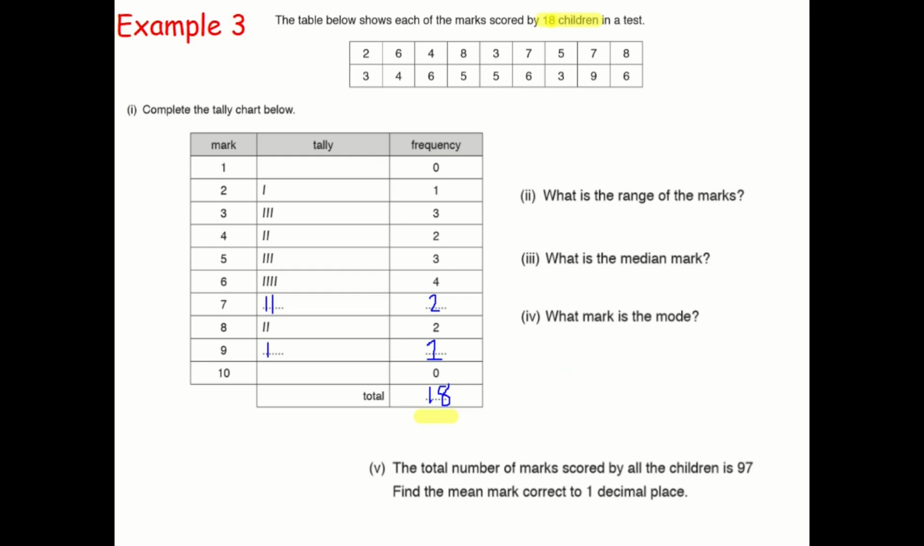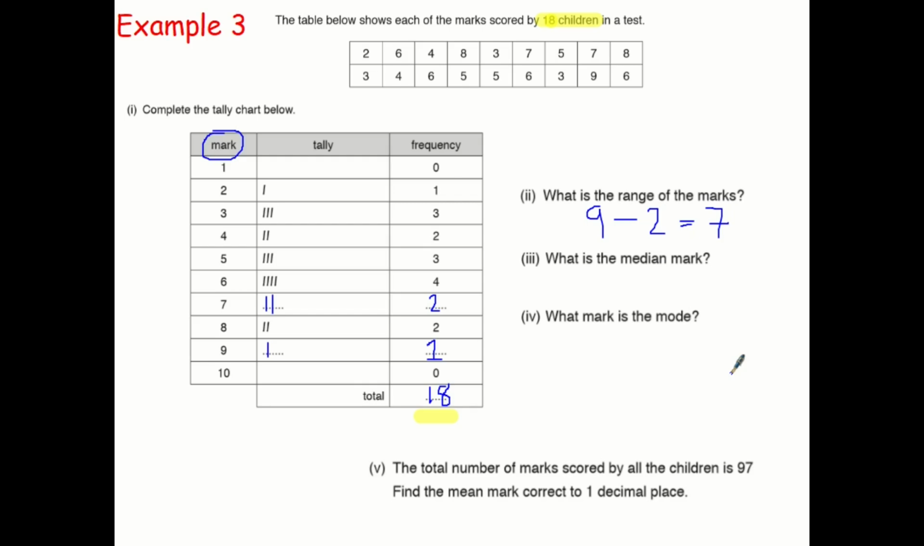What is the range of the marks? Well, the range of the marks, remember, pay attention to your labels. Here, look, marks. Well, even though it goes up to 10, nobody got 10 out of 10. So I'm actually looking at 9 being the highest value here. And what's my lowest value? Well, nobody got 1, but one person did get only 2 out of 10. So I've got to do 9 take away 2. So my range of marks is 7.